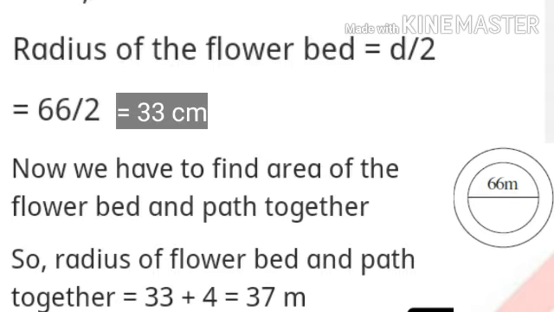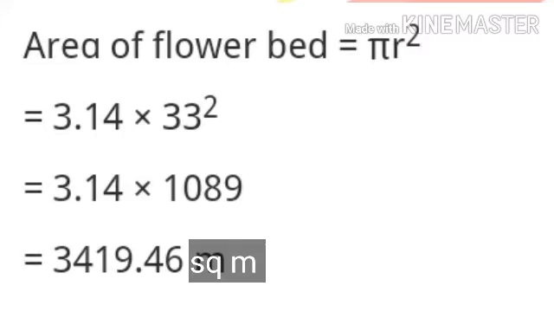Now we have to find the area of flower bed. Area of flower bed is equal to pi r square. So 3.14 into 33 square. 33 square is equal to 1089. So 3.14 into 1089 is equal to 3419.46 meter square. So area of flower bed is equal to 3419.46 meter square. Okay.